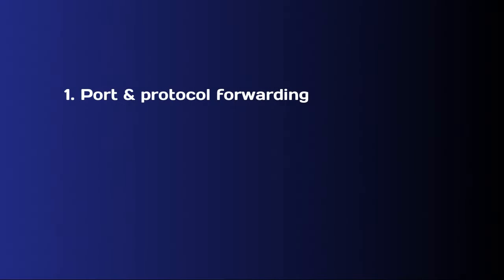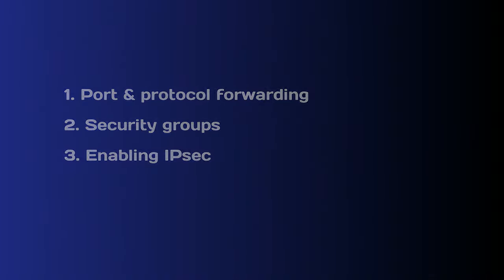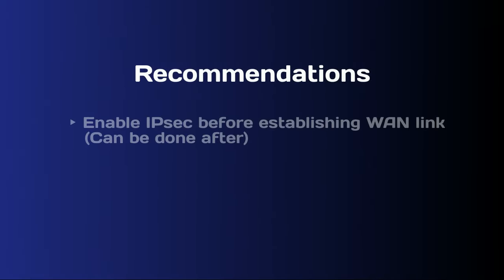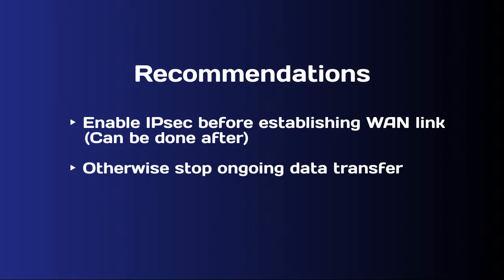This video will cover the forwarding required when using public IP addresses, IPsec-specific security group rules in AWS, and the steps for enabling IPsec on your nodes. While this procedure is recommended before establishing your node's WAN link, enabling IPsec can be done at any point. If your nodes are connected and there are any ongoing data transfers, you may want to stop them before you continue. There will be an interruption of any data transfers for a short period of time during this procedure.